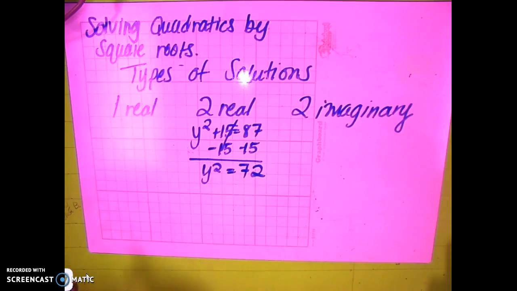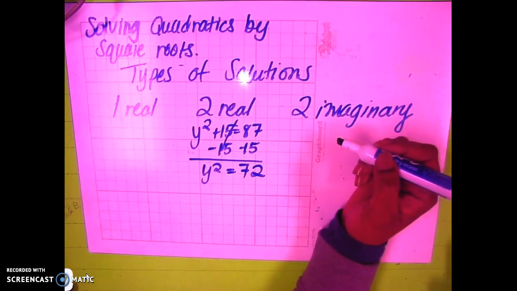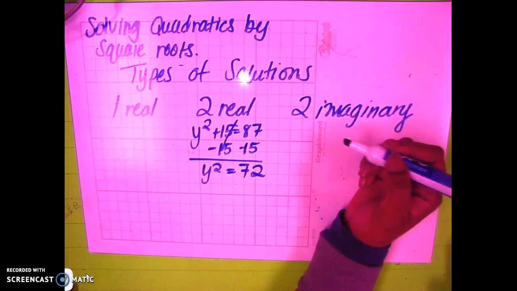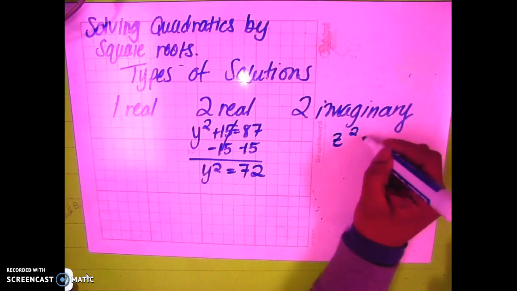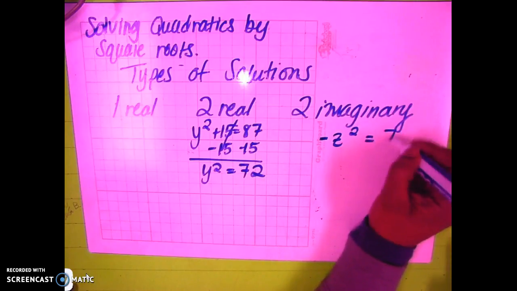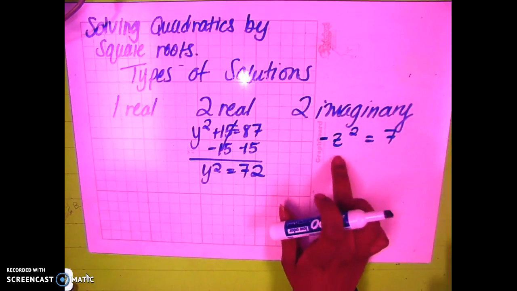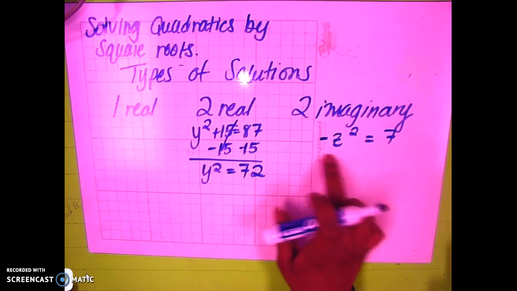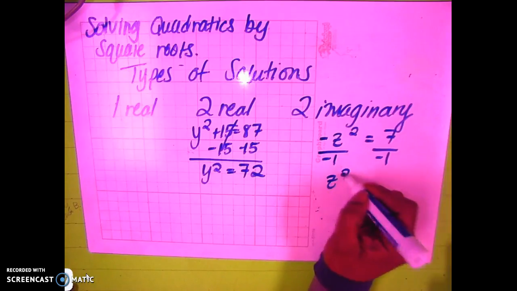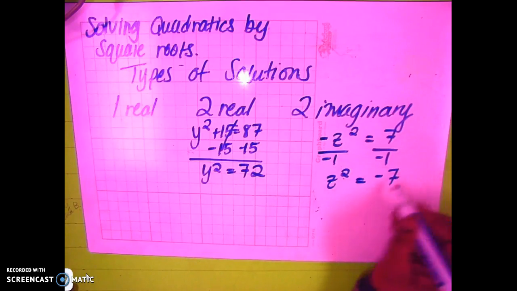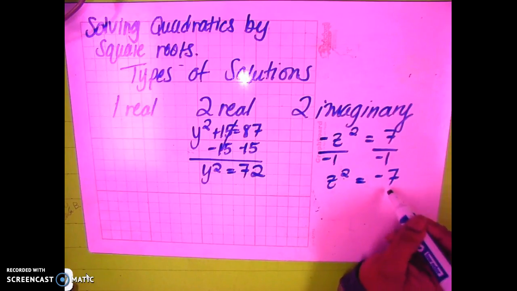Okay, now if I isolate my variable and the right side is negative, that means I'm going to have 2 imaginary solutions. So I'm going to show you that. I have negative z squared equals 7. So I need to isolate the variable first. And since this negative is here, I have to get rid of it, so I'm going to divide both sides by -1. And now I have z squared equals -7. Okay, -7, that's a negative number. So that means I'm going to have an imaginary solution.